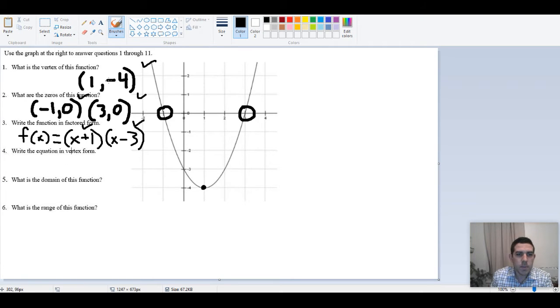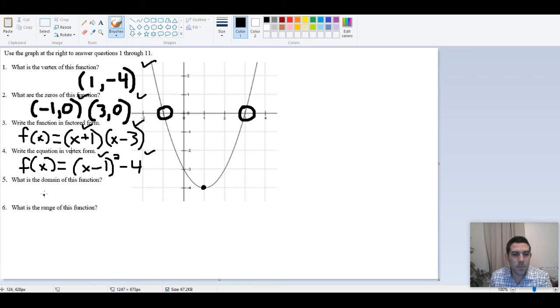Let's go to the vertex. Using this vertex up here, let's write it in vertex form. Vertex form should be f of x equals, and now we need x minus the x of our vertex, so x minus 1, squared in parentheses, and then throw on the y of our vertex, minus 4. So there you go, another 2 points. How you doing so far?